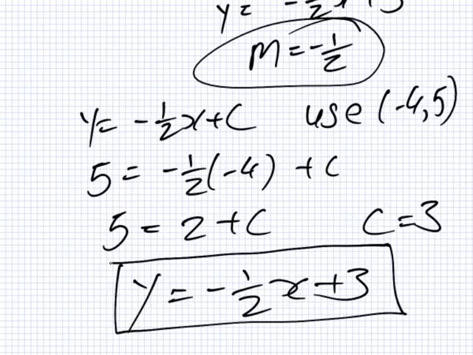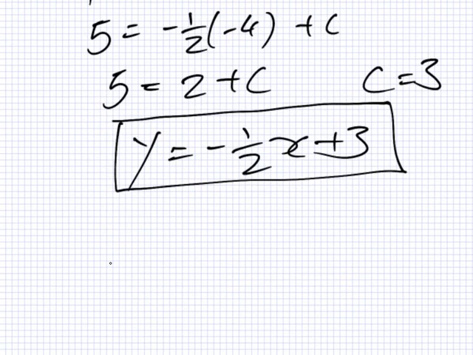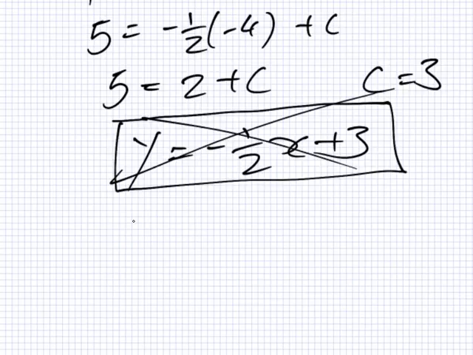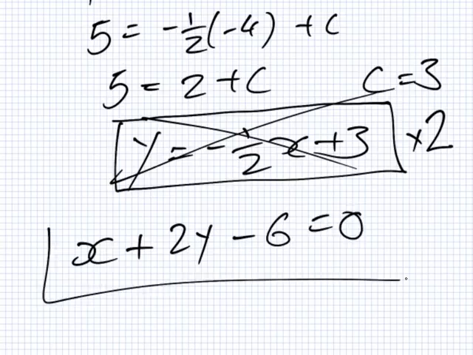Yes? What's next? Oh no, not finished. It says give your answer in this form. So I have to clean up my answer. I should multiply this by 2. So I get x plus 2y minus 6 equals 0. There we go.